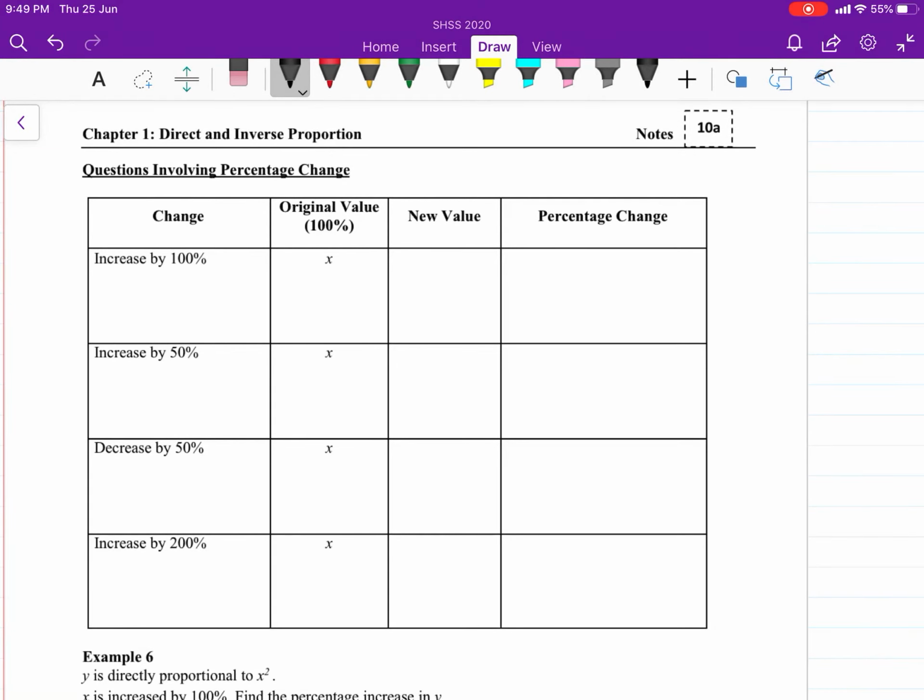Okay, Sec 2 Express, we are continuing on our Notes 10A on our last HBL lesson for the year. Now, this is involving percentage change. I need you to understand some concepts on percentage changes.